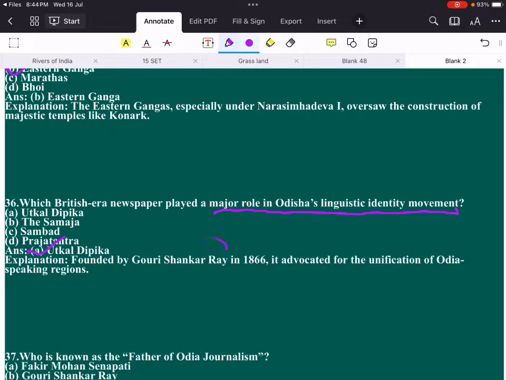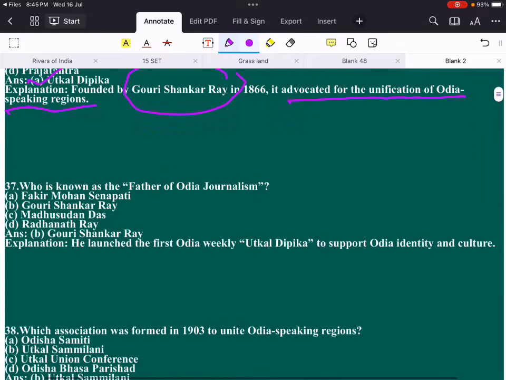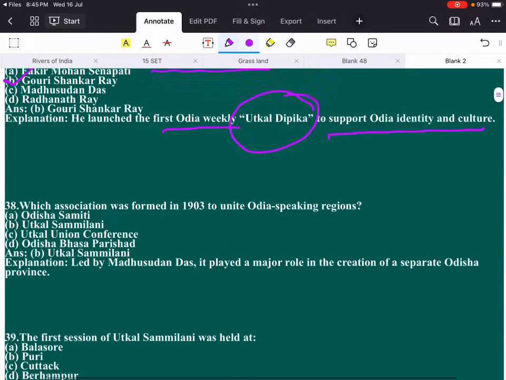Utkala Deepika was founded by Gauri Shankar Rai in 1866. It advocated for the unification of Odia speaking regions. Who is known as the father of Odia journalism? That is Gauri Shankar Roy. He launched the first Odia weekly Utkala Deepika to support Odia identity and culture.